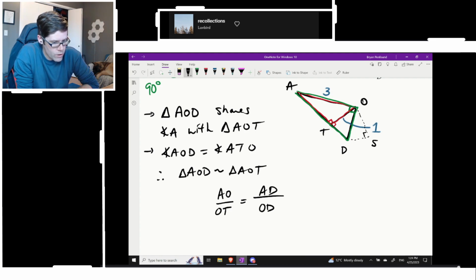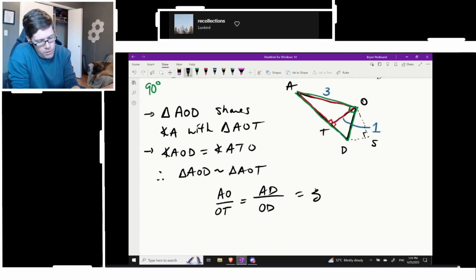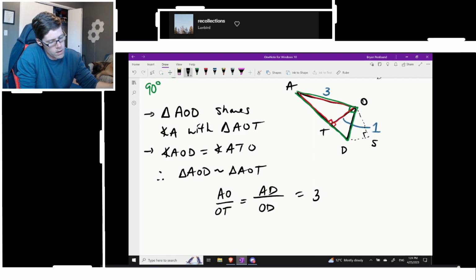I don't know if we can use that right away. All I know is that this proportion should be equal to 3, but I don't know if I can get in there right away without doing some Pythagorean theorem first. So from A to D is A to T plus T to D. T to D is the thing that I want, OD. Again, I don't really have a lot of information about OD, but I probably could find AT using the Pythagorean theorem.